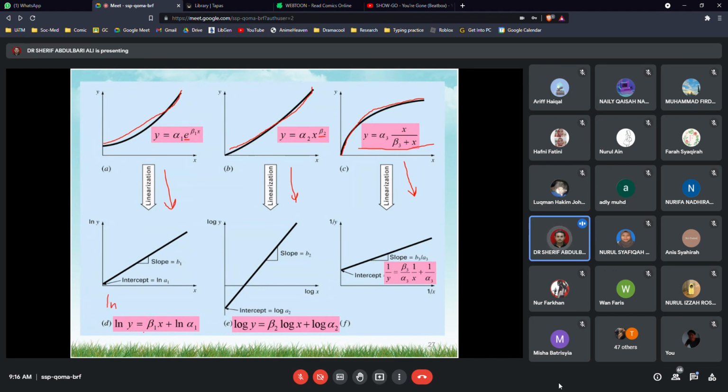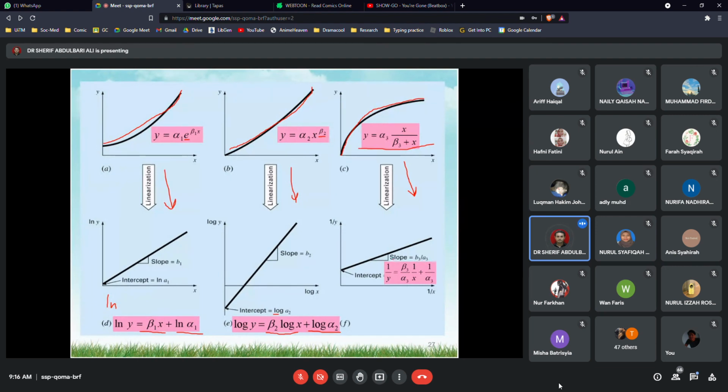So ln y is equal to the slope and ln of the intercept. This is how to linearize. If the equation is a power equation, to linearize it you need to use log. So you need to log the value of x for the slope and log the values of a2 for the intercept.